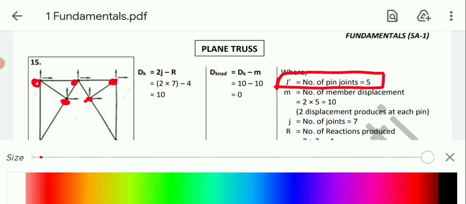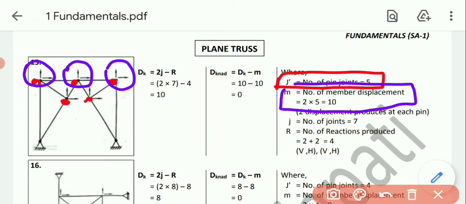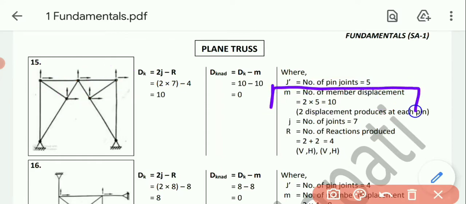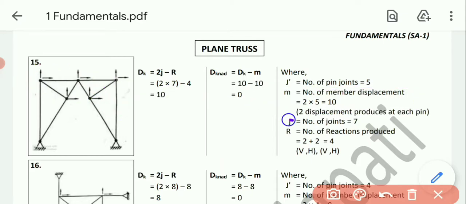And now M stands for the number of member displacements, meaning each pin joint will produce 2 displacements, vertical and horizontal. See, vertical, horizontal, vertical, horizontal, vertical, horizontal and vertical, horizontal. So total 2 into 5. So M will be the number of member displacements, that is 2 times 5, so the answer is 10, that is M. Over here also only 2 displacements are produced at each pin. See, I have written the notation over here.